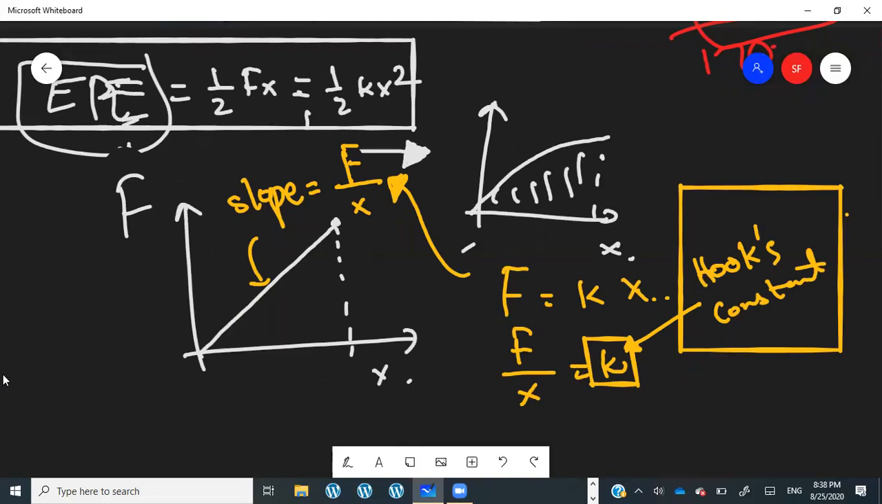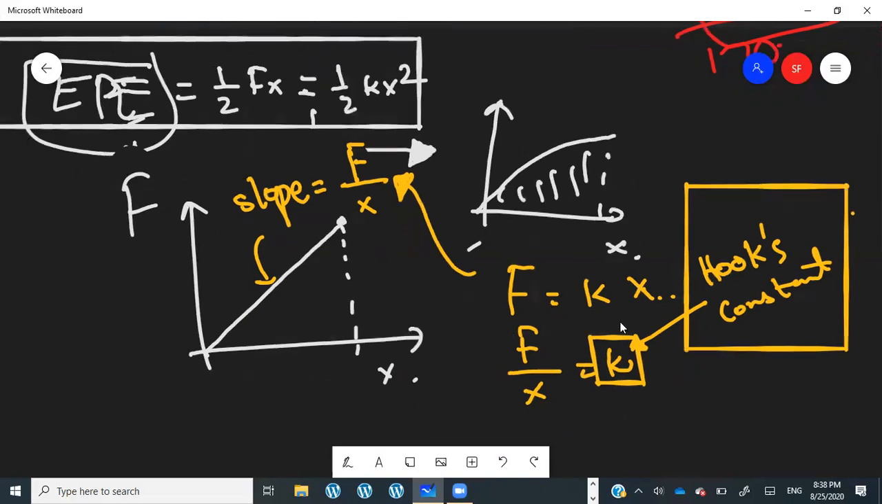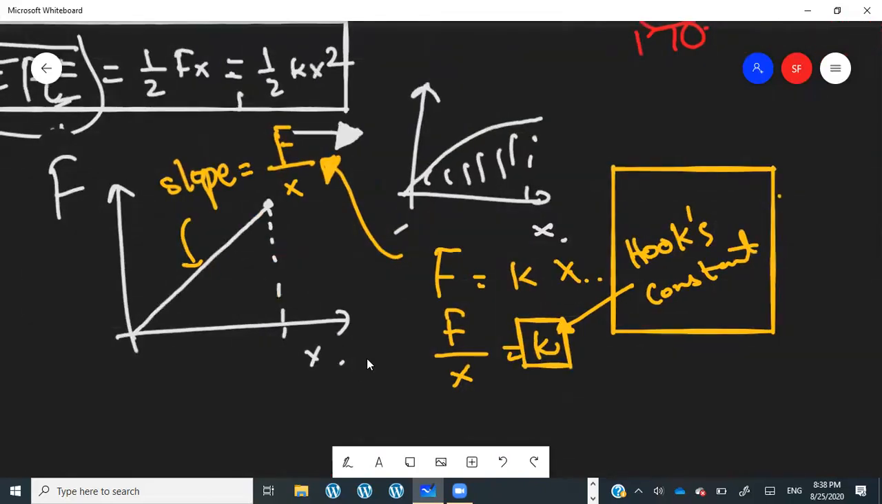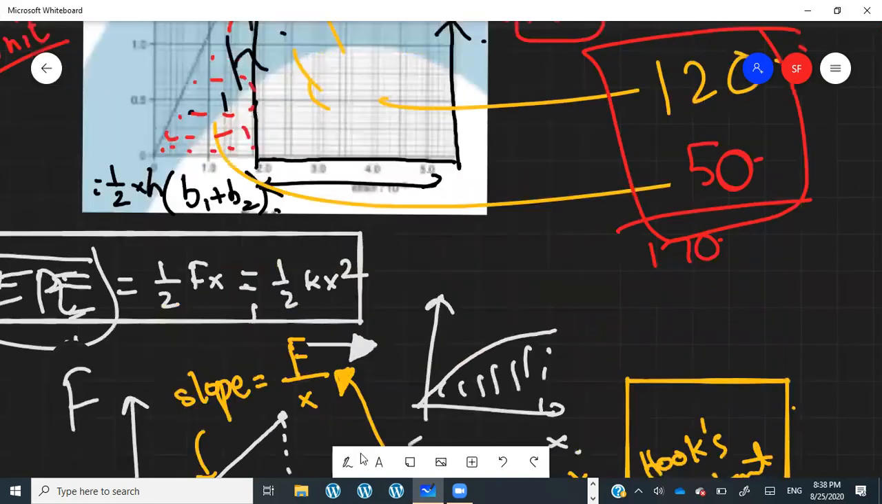Sorry, not the Young's modulus. The Hooke's constant. Okay. So this was pretty much everything about the graph.